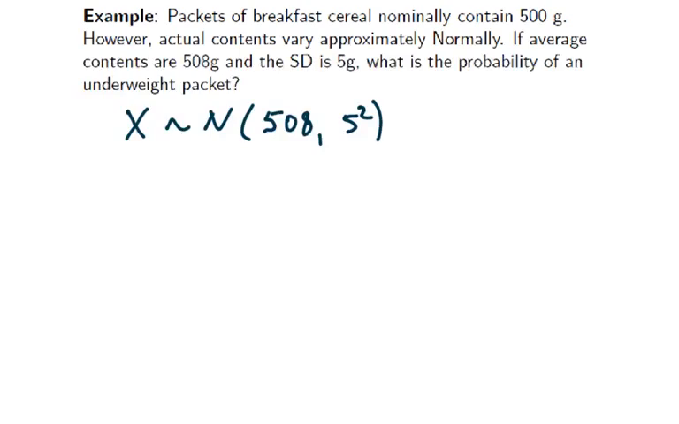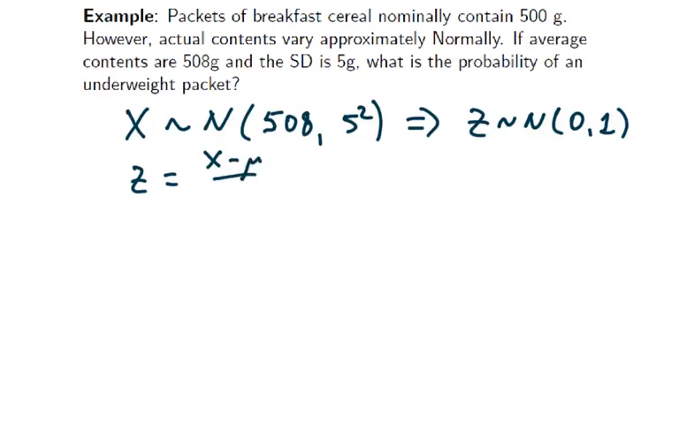So we transfer the problem to problem in terms of random variable z, which has standard normal distribution, and the relationship between x and z is given by this formula. Z is x minus mu over sigma, which is x minus 508 divided by 5.